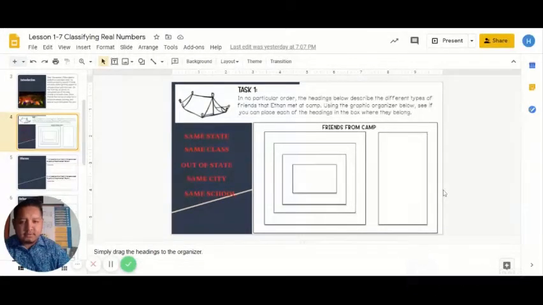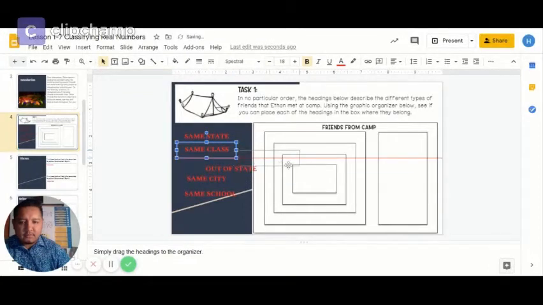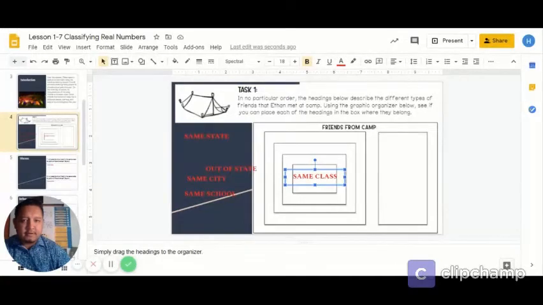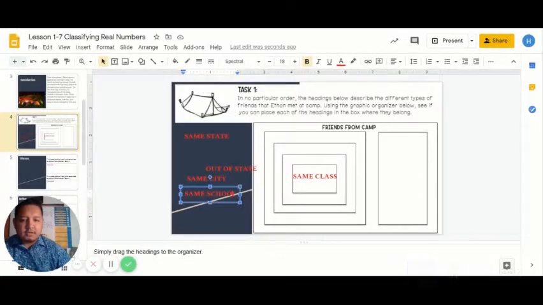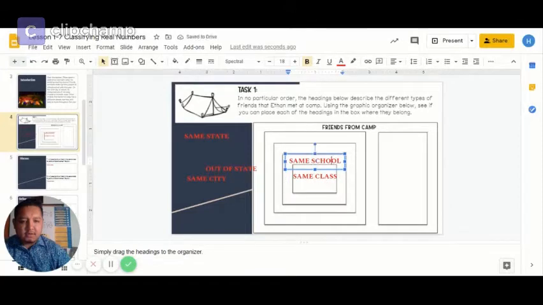You can start in the middle with being in the same class and going to camp. But think about it. If you are in my class at Wedgewood Middle School and I take you to camp, it is possible for other teachers from Wedgewood Middle School to take some students to camp also. So same school comes next. You can be in the same class and go to the same school. That is very true.